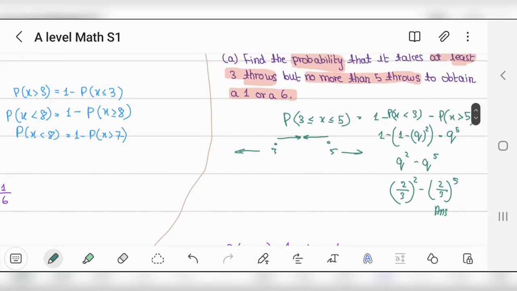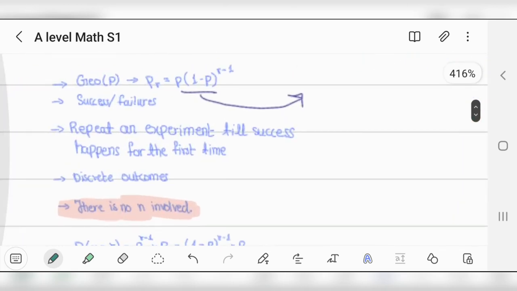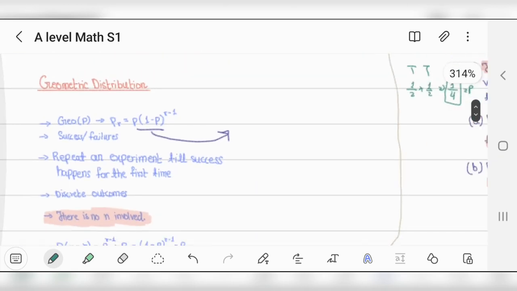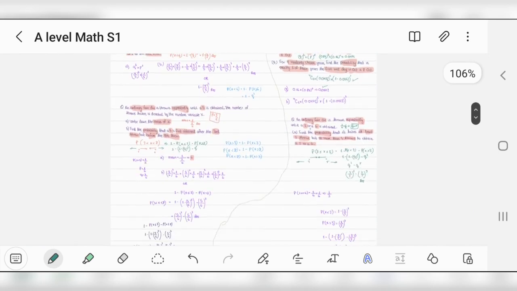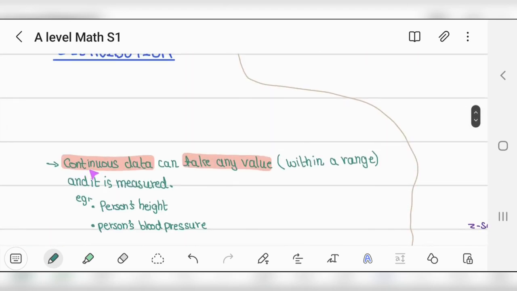Okay, so this is the end of geometric distribution. This is what geometric distribution is, and let's move on to normal distribution. So let's start with normal distribution. Normal distribution is for continuous data. Binomial distribution and geometric distribution are for discrete data. Discrete means countable values, but this is for continuous.